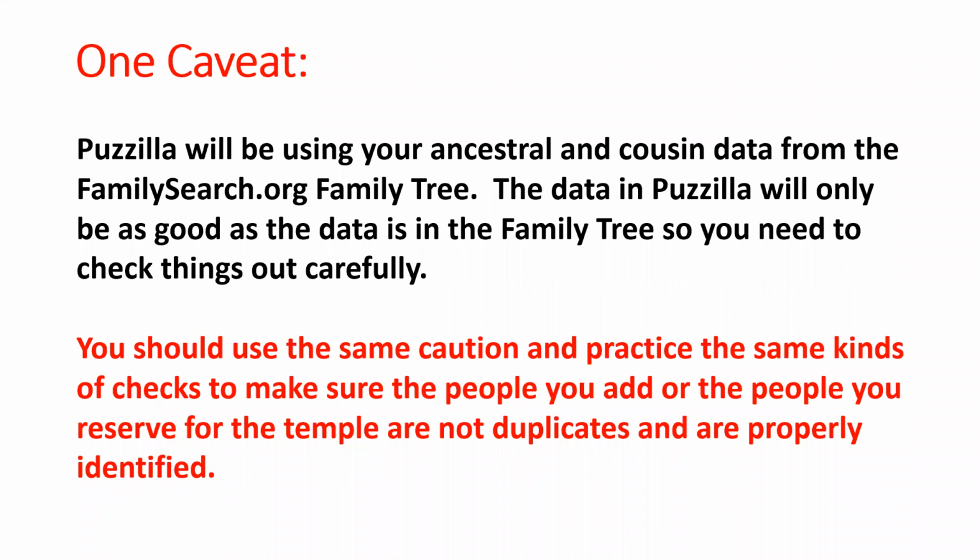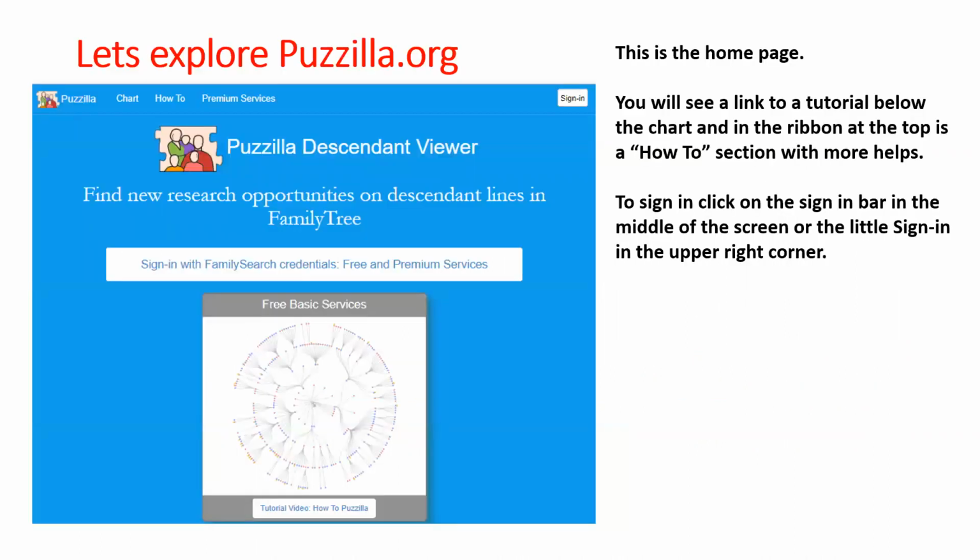We want to keep looking for duplicates. We want to be very careful and try to find all the records we can for people so that their records are as accurate as possible before we reserve names and make sure the people are properly identified. So this is what the page looks like. Puzzilla is a takeoff on the word puzzle, but it's spelled a strange way. You've got to make sure you spell it with 2 Z's and 2 L's, and it's an org, not a com. So Puzzilla.org is where you want to go.